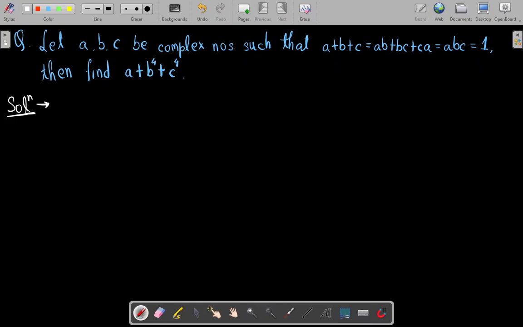Hello everyone. In this question it is asked that if a, b, c are three complex numbers such that a plus b plus c is equal to ab plus bc plus ca is equal to abc is equal to 1, then we are to find the value of a to the power 4 plus b to the power 4 plus c to the power 4.